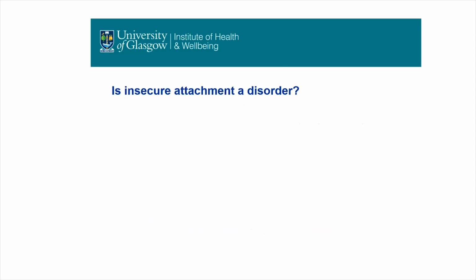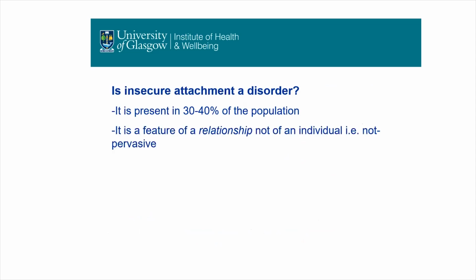So just to summarize that, is insecure attachment a disorder? Well, it's present in 30 to 40% of dyads in the population. When I say dyads, for those of you who are not used to that psychological speak, I just mean a pair, a mother-infant pair, or a father-infant pair. Insecure attachment is a feature of a relationship, not of an individual. So I've used the term not pervasive. I'll explain that in a moment. Most infants who have an insecure attachment pattern on a strange situation experience a pretty typical development.